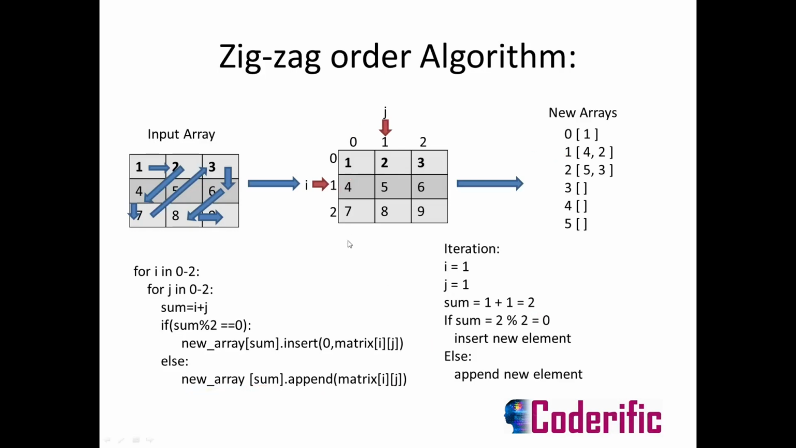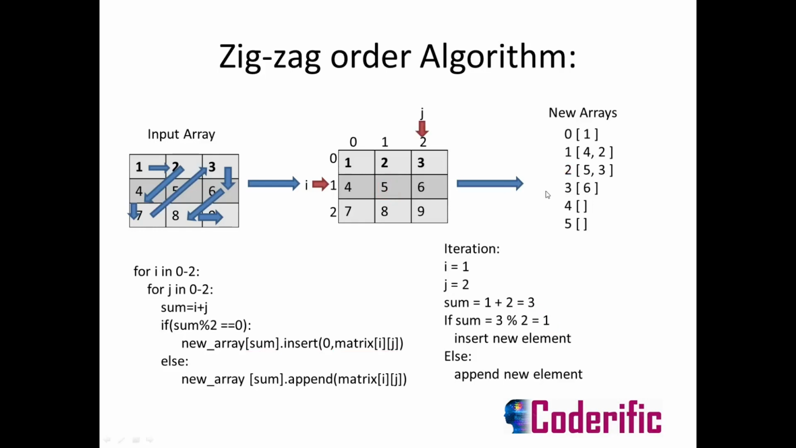Moving on to the next iteration, i is still 1 and j has moved to index 1, and its current value is 5. Let's see how we handle 5. After updating ij, the sum's current value is 2. 2 remainder 2 is equal to 0, which is true for the if block, so we insert into new array of sum. Sum is 2, so we point to this element of the new array and say that at the beginning of this array, we add the current value of matrix of ij. The current value is 5, and that's what we have added here at the beginning of new array of 2.